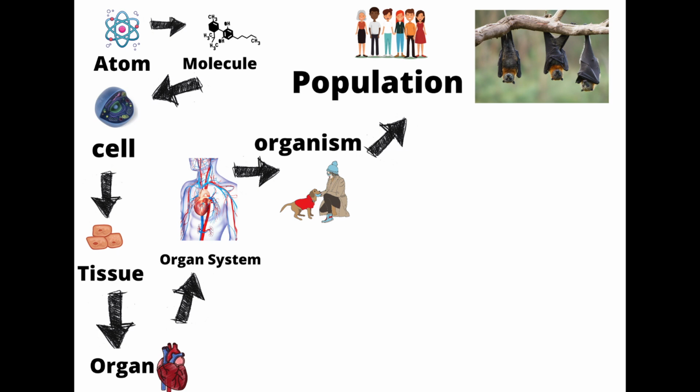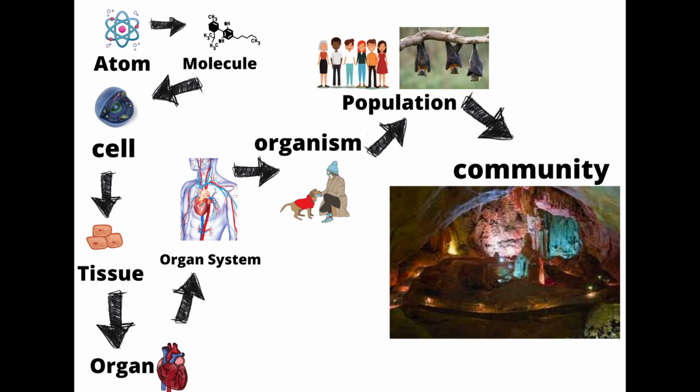Now, populations build communities. And a community is a collection of different types of populations of species living together. A lot of people get population and community mixed up. So the major difference is that population refers to one particular species living together, and community refers to different populations of different species living together.